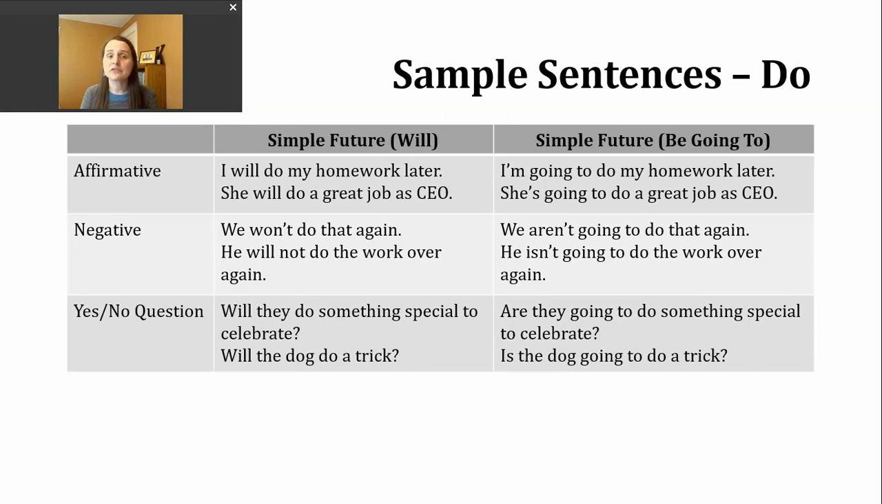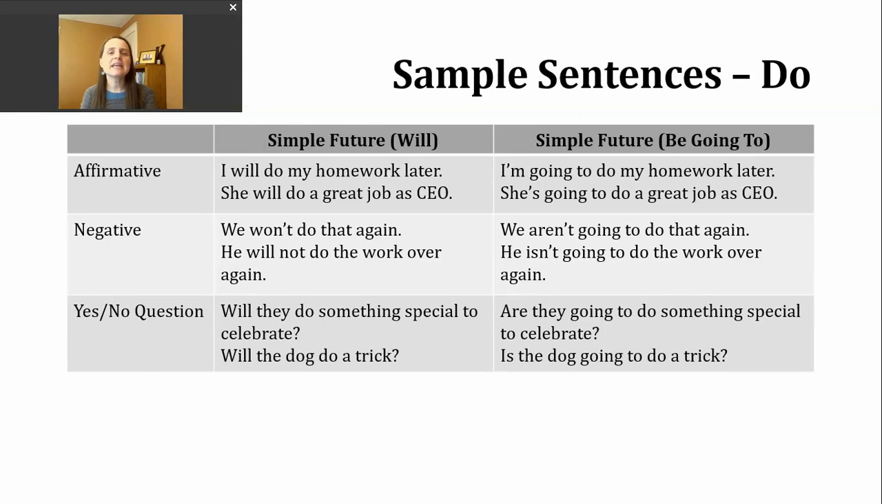So as a quick review, to make a simple future sentence with will, we're just using will and the base verb. Doesn't matter what our subject is, that's going to be our structure. With be going to, the be verb will change based on our subject. So we're going to use am, is, or are, depending on what our subject is. And then after that, it's exactly the same order. You're going to hear going to, and then our base verb, which today is do. So let's look at affirmative sentences first.